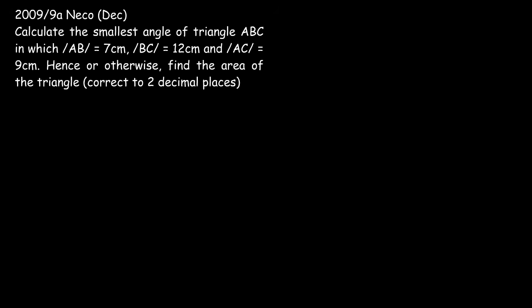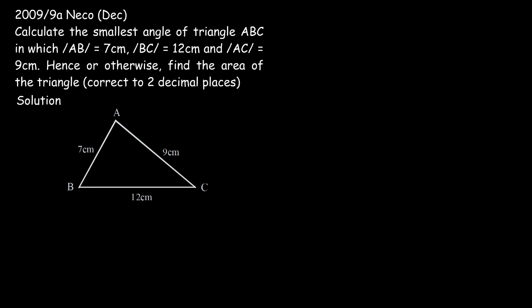We have an example from NECO 2009, and it states: calculate the smallest angle of triangle ABC in which line AB is equal to 7 cm, line BC is equal to 12 cm, and line AC is equal to 9 cm. Else or otherwise, find the area of the triangle correct to 2 decimal places. Now for our solution, we represent this in the diagram. We're given the three sides. We are going to be using Heron's formula.